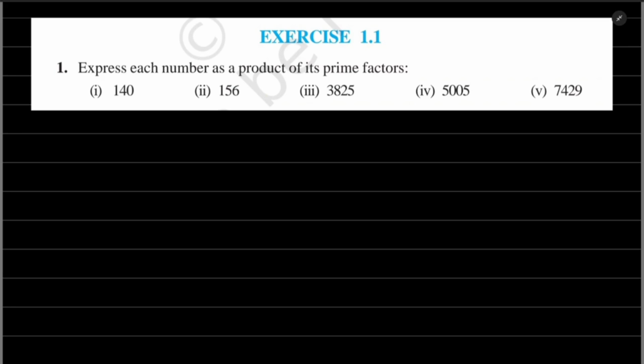So let's begin. This is exercise 1.1 and the question is: you have to express each number as a product of its prime factors. What do you mean by prime factors? Prime numbers are those numbers which have only two factors. One is the number 1 and the second one is the number itself.